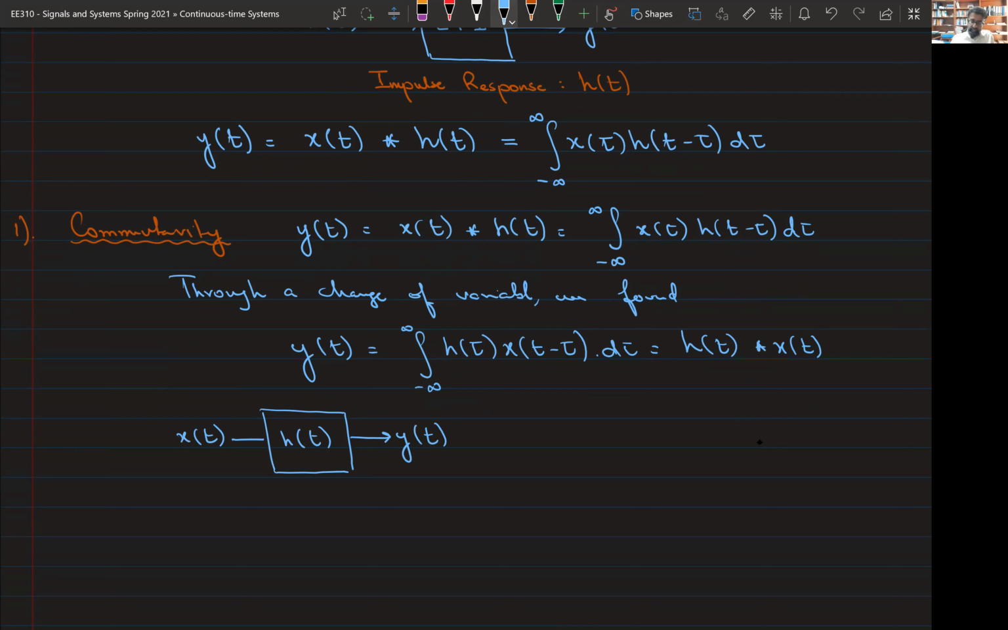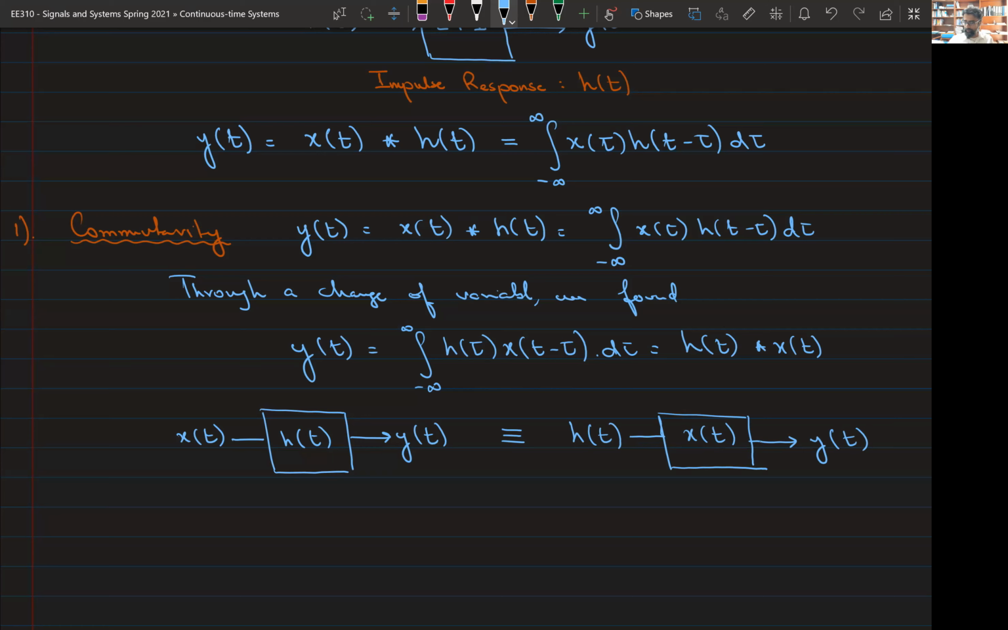What I've derived up above is equivalent to saying I would have gotten exactly the same output had my input to an LTI system been h of t with an impulse response x of t. In other words, if I interchanged the input and the impulse response, my output would have stayed the same. This is an implication of the commutative operation.